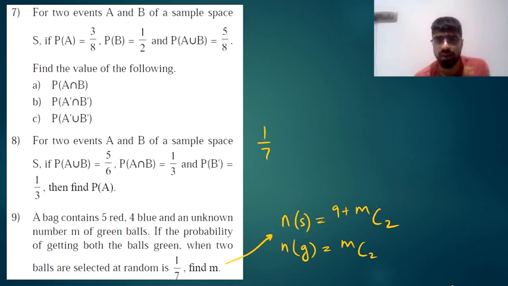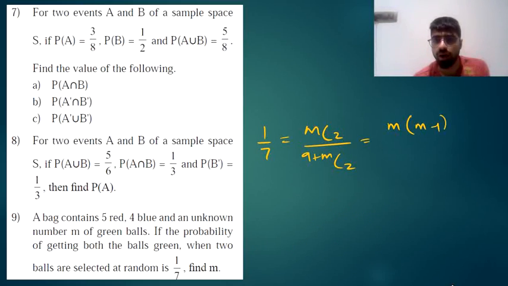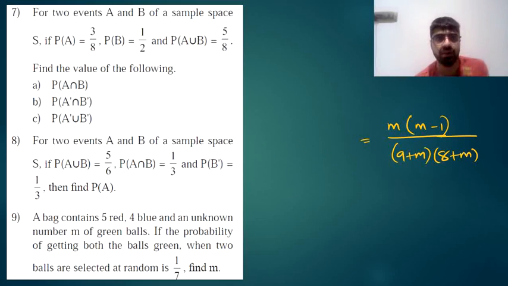So we can say that 1 upon 7 is going to be mC2 divided by (9 plus m) C2. Now we can write mC2 in the numerator as m into (m minus 1) upon 2 into 1. In the denominator we will have (9 plus m) into (8 plus m), and there was a 2 into 1 in the denominator of this, which cancels off the 2 into 1 in the denominator of the other term. So let's just eliminate this part, and we know that this value is 1 upon 7.